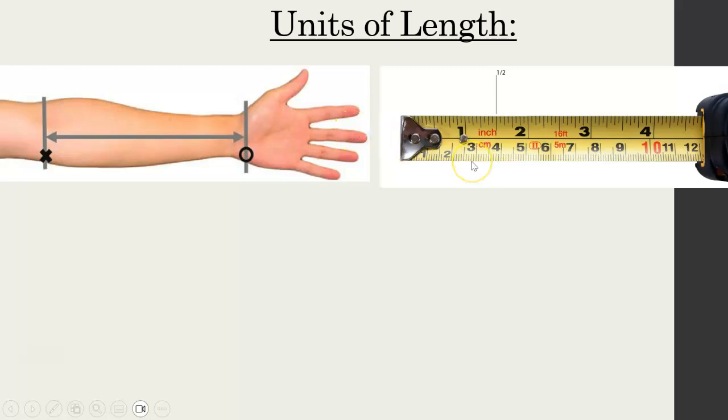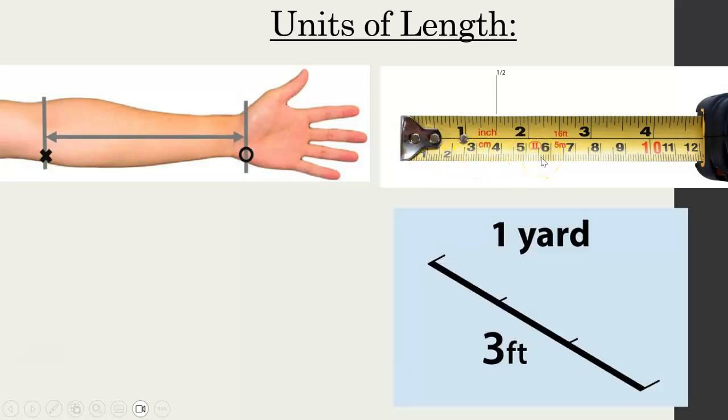Here are some other examples. You have the inch. Along the top here, these are 1 inch, 2 inch, 3 inch, 4 inch. This is on a measuring tape you use for construction. Then along the bottom we have centimeters. See the way it says cm, centimeters. So 1, 2, 3, 4, 5, 6, going along.